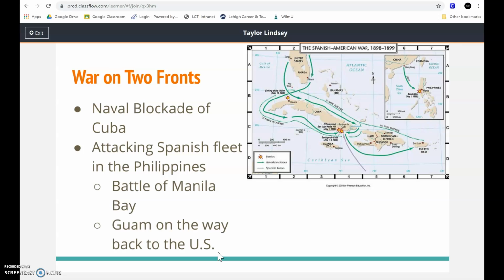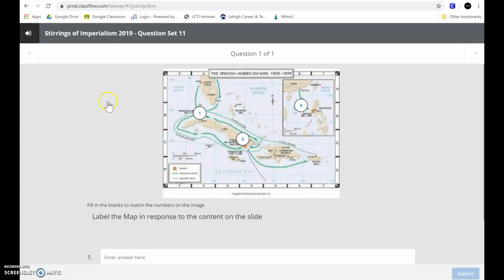Interactive maps are always fun, and you can talk about what's going on. So you show the map, you show the Cuban blockade, you show us attacking the Spanish fleet at the Philippines and Manila, Guam on the backside, the Battle of San Juan. So then with that map, if you were to do an explanation just to get some ideas of what's going on and to make sure our geography is there, you go 1, 2, 3.